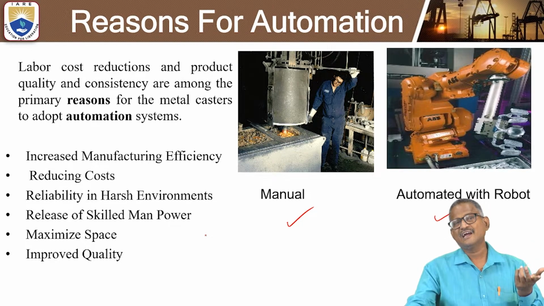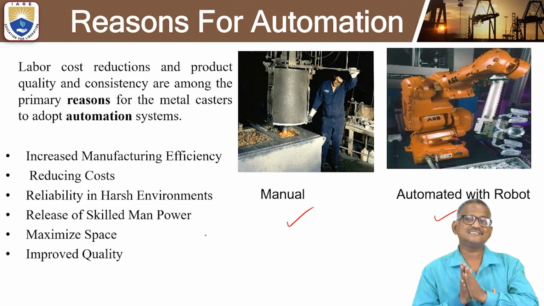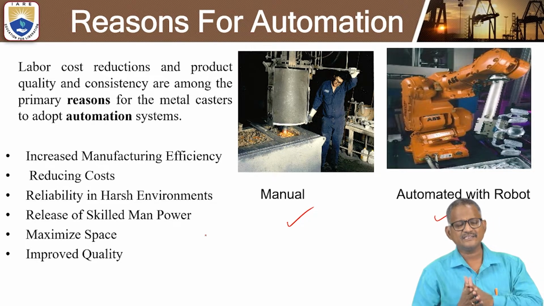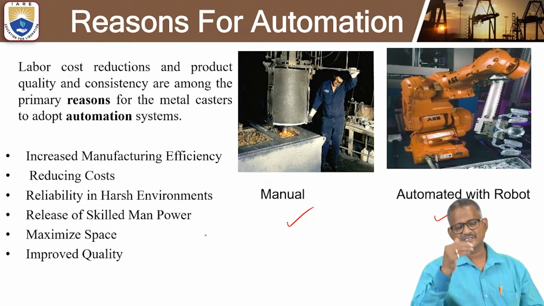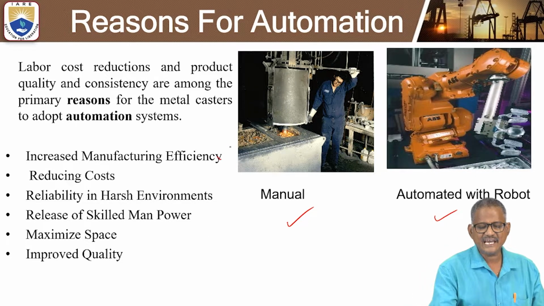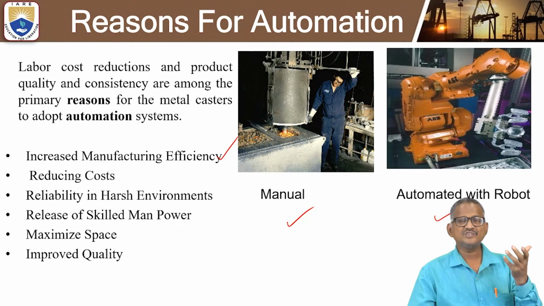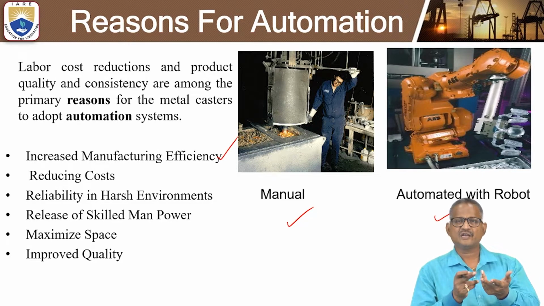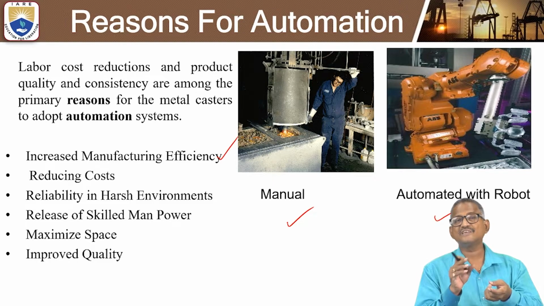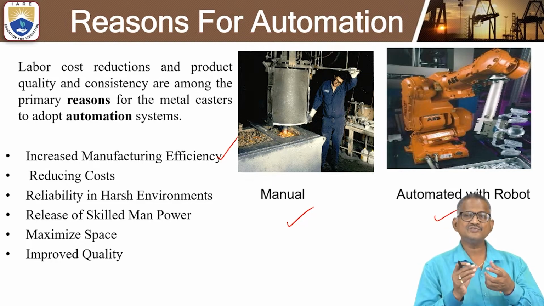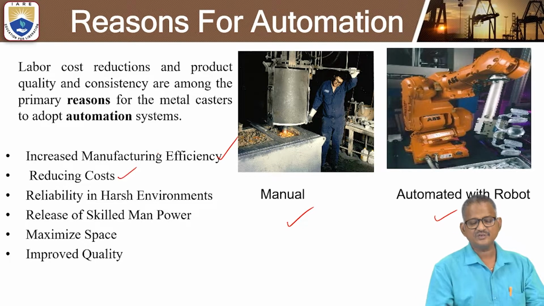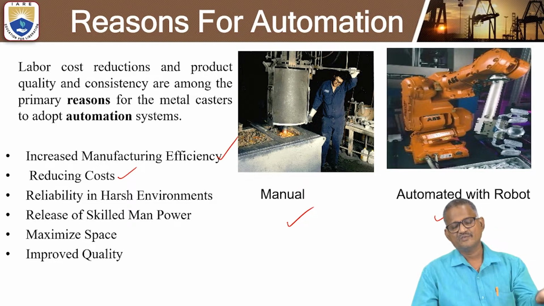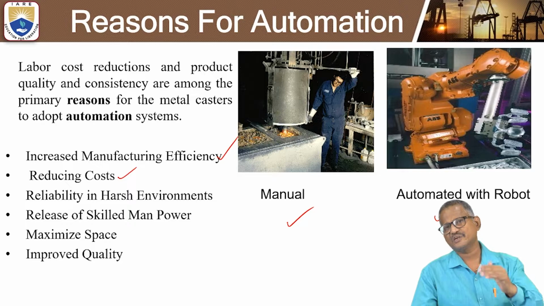Improving product quality and consistency are among the primary reasons metal casters adopt the automation system. The main reasons for automation can be subdivided: it can increase manufacturing efficiency. When you want to produce a good quality product, you need to follow pattern making and mold making, provide the cooling system for solidification time, and reduce cost. Human intervention will be minimized; instead of the human, wherever needed, automatic and semi-automatic machines can be used.